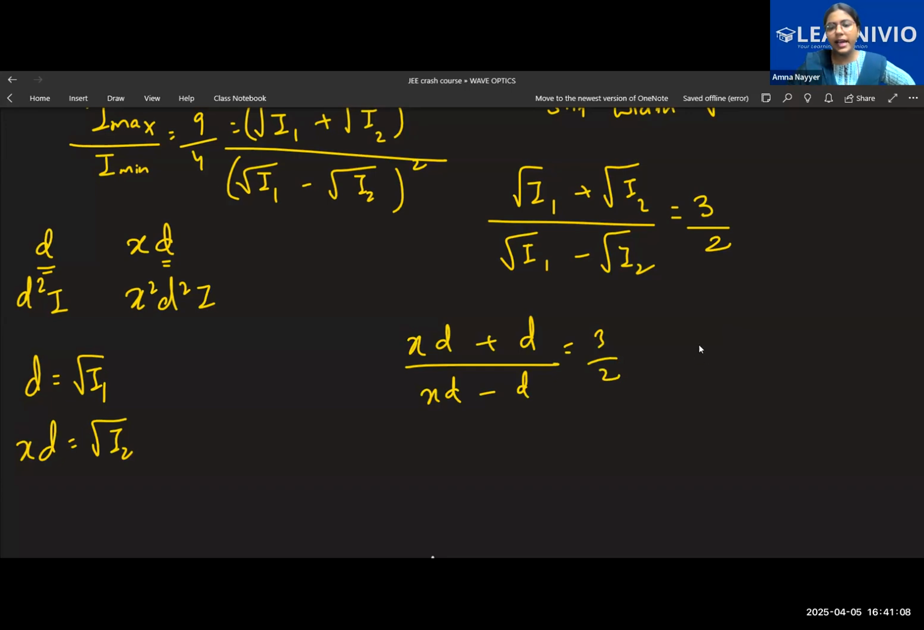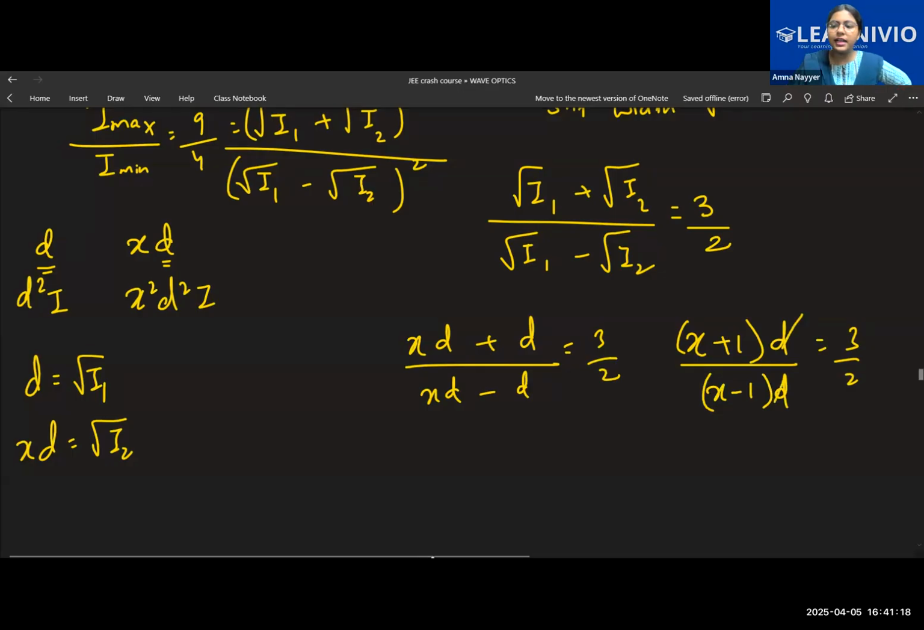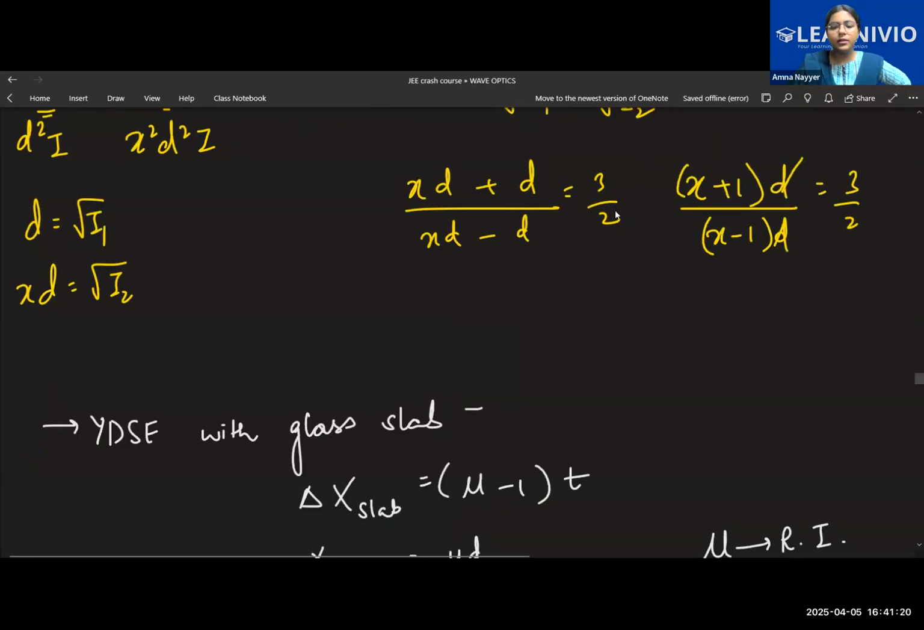So this will be (x+1)d divided by (x-1)d is equal to 3 by 2. d will be cancelled, so you just get an equation. This will be 3x minus 3 is equal to 2x plus 2. So this way x is equal to 3 plus 2, 5.